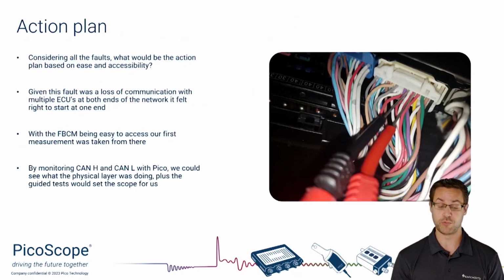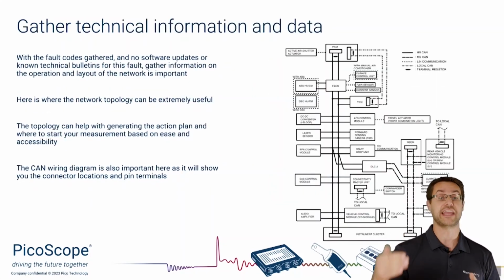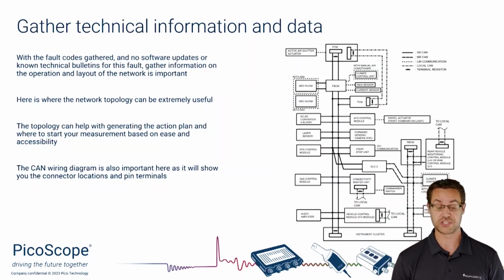So in this situation, what we decided was to go at one of the ends. Now, the easiest access point in this situation was the front body control module. We'll just flick back a slide again. The front body control module is the first ECU after the engine ECU.